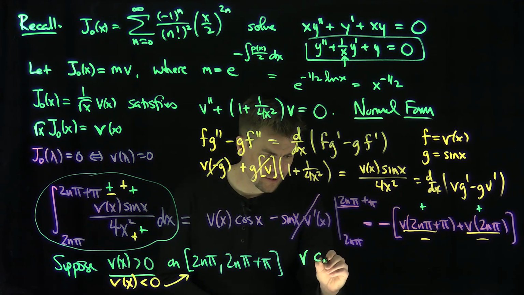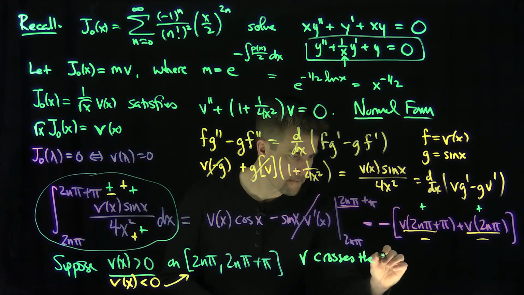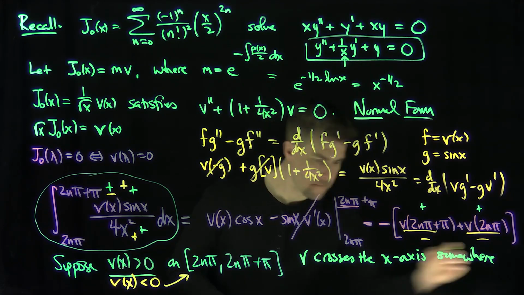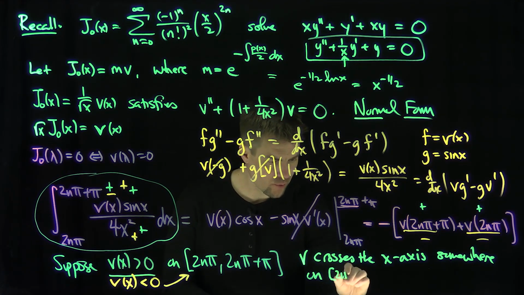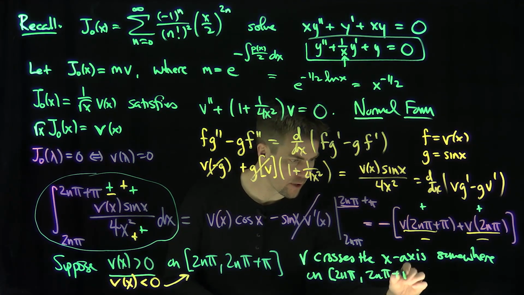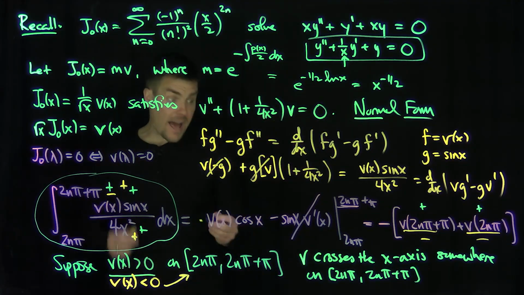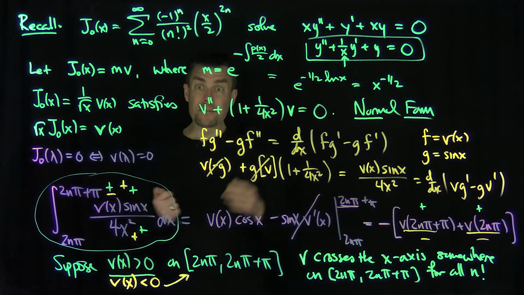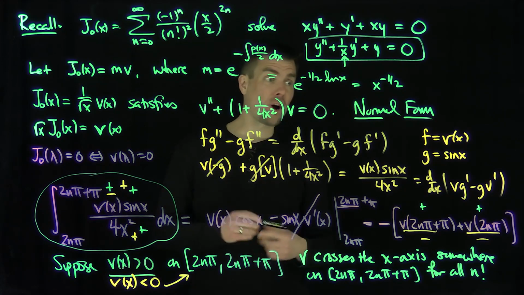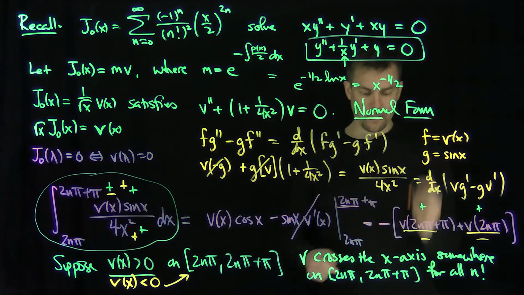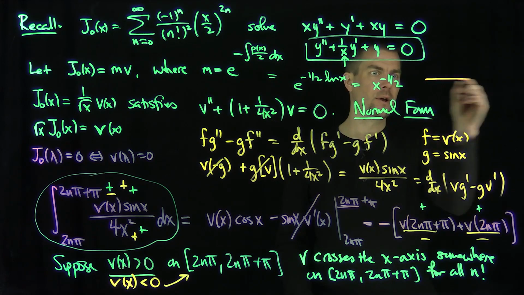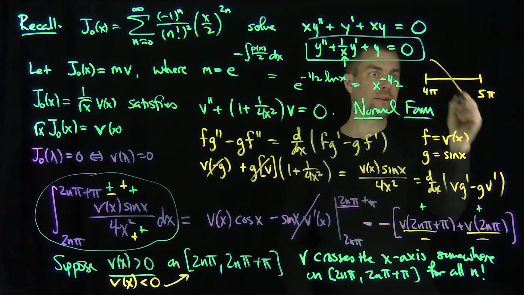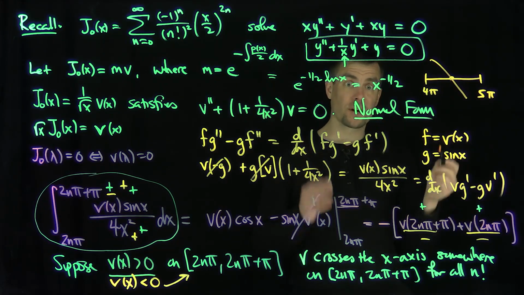Hence, v crosses the x-axis somewhere on the interval 2nπ to 2nπ + π for every n. So I've just shown that for every n, this function v has to cross the axis on that interval. If I plug in n equals 2, for example, here's 4π, and here's 5π, because I shifted over. That function v has to cross somewhere over here. I don't know exactly where it crosses, but it crosses somewhere over there.